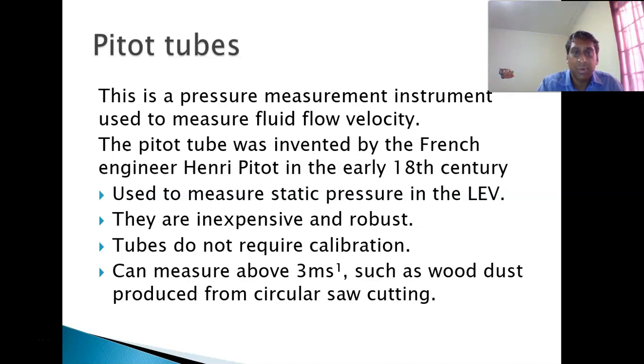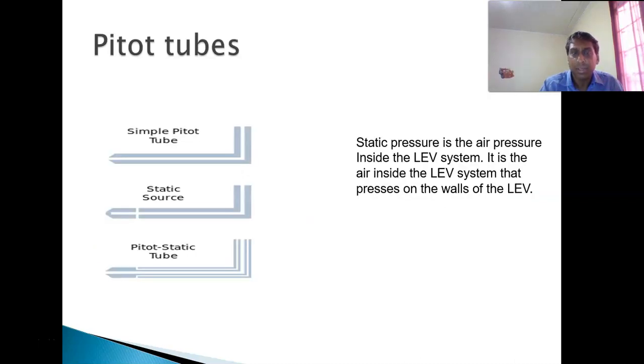Tubes do not require calibration, and can measure above 3 meters per second, such as wood dust produced by circular saw cuttings. To me, the technical details of how they work are not what is needed, but just to know that the names of them are there: Pitot tube, U-tube manometer, used to measure pressure. Static pressure is the air pressure inside the LEV system. It is the air inside the LEV system that presses on the walls of the LEV.